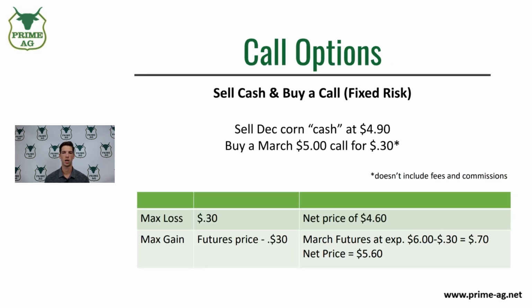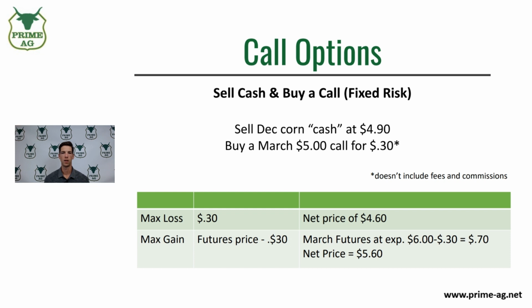First one is selling cash and then just buying a call outright. This is fixed risk. What we mean by that is you're going to pay your option premium and you won't have any additional margin after that. So an example would be selling December corn cash, so selling December futures or cash at your local elevator at $4.90, buying the March contract $5 call for 30 cents. Look down on our chart below, you've got a max loss of 30 cents if this option expires worthless, so you'd end up with a net effective price of 460, and then you've got to figure your basis in on that.